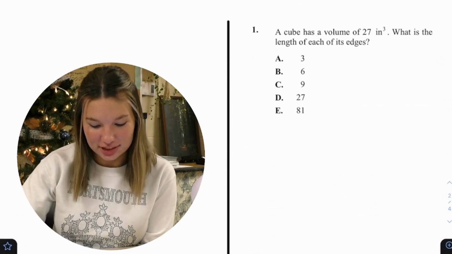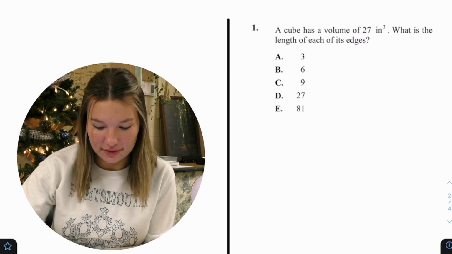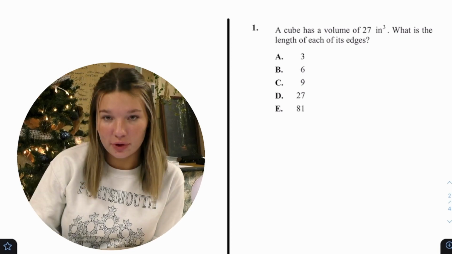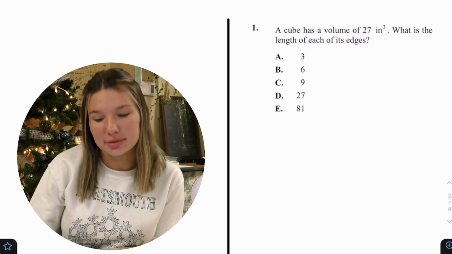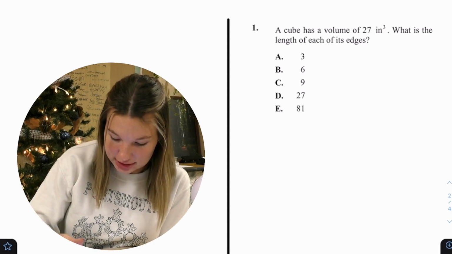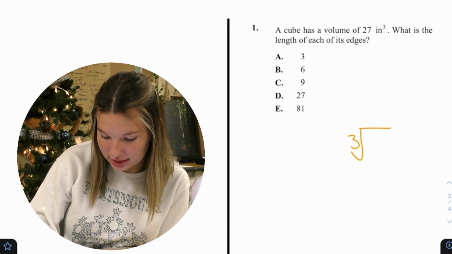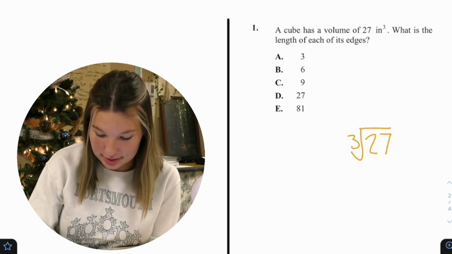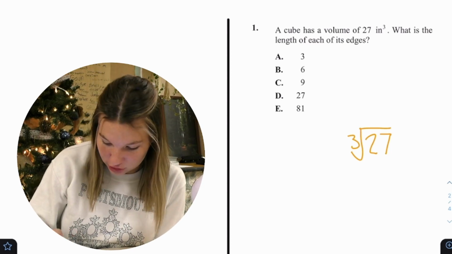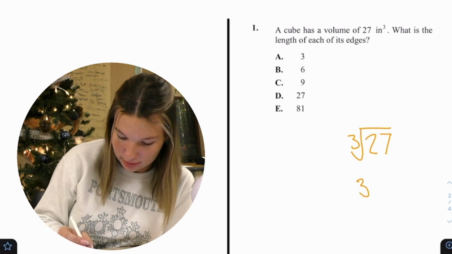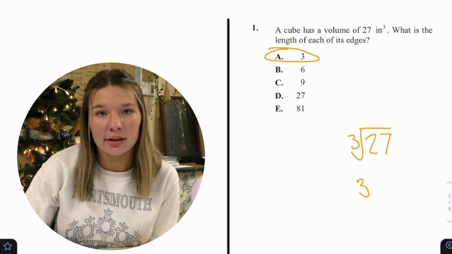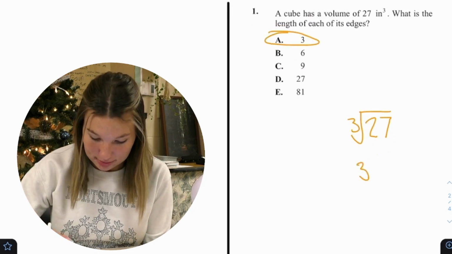So our first question for today is: a cube has a volume of 27 inches cubed. What is the length of each of its edges? For volume, that would be length times width times height, so that's why this is in inches cubed. What we're going to do is take the cube root of 27 to give us the side length. You can type this into your calculator and it will give you the right answer, which you will find is 3, because 3 times 3 times 3 gives us 27. Make sure to use your calculator to your advantage during the ACT.